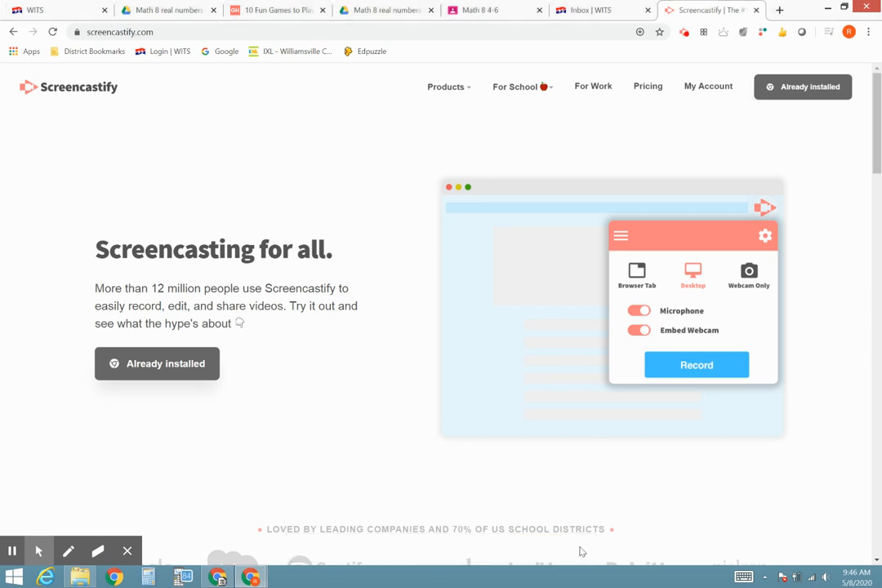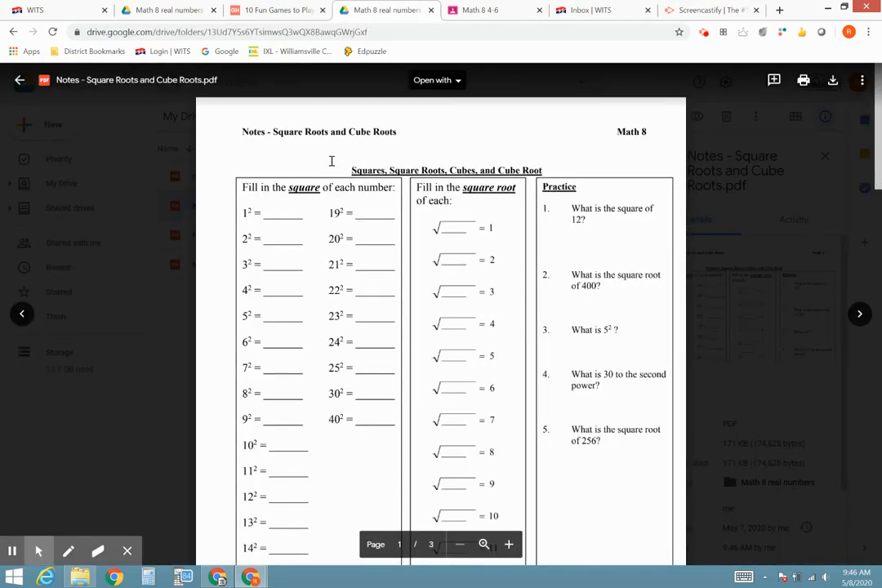Hello again. Today is day 2 of our real numbers unit. Today we are talking about square roots and cube roots. So you basically already know this information, so most of it's review. So let's take a look.